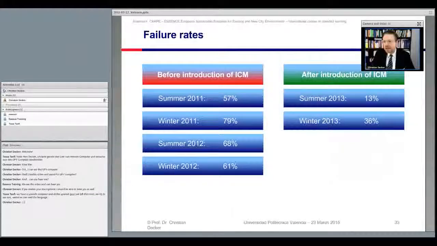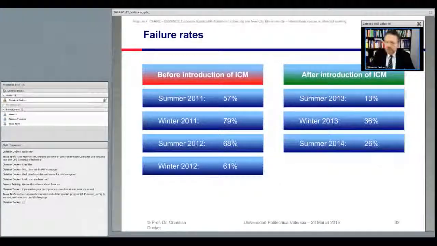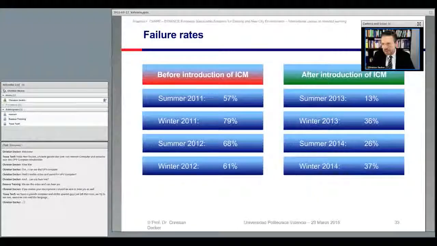Unfortunately, the failure rate went up again in winter 2013, up to 36%. In 2014, it went down again to 26%. Winter 2014, I had 37%. Still, you can see if you compare the average success rate, it's much better after I introduced the ICM, and now that I'm using the ICM.